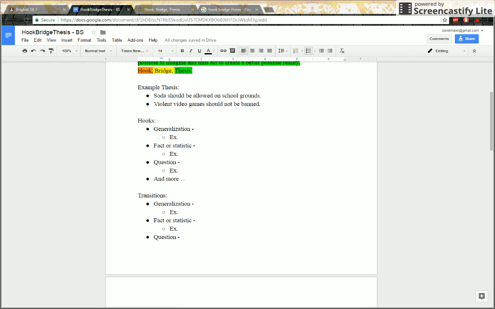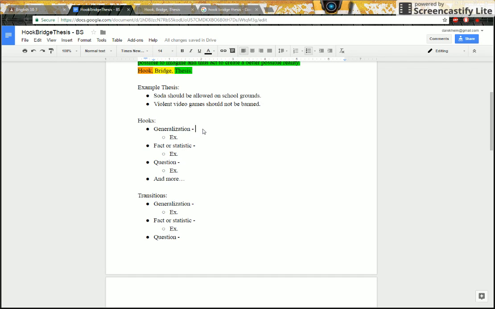So onto the lesson. The hook is the first sentence of the introductory paragraph. The hook is a broad statement that grabs the reader's attention. There are several types of hooks, and using one will help you formulate an introduction.